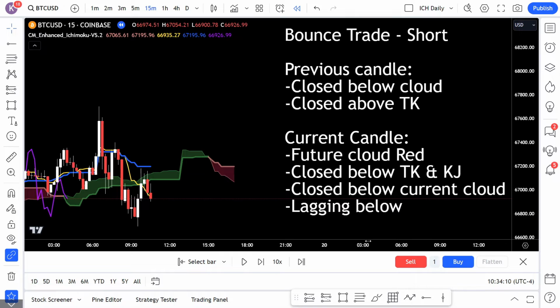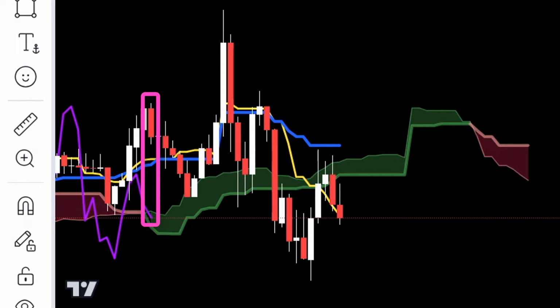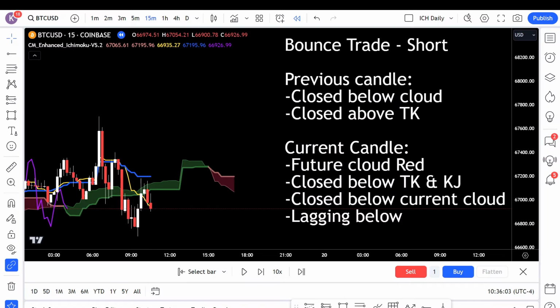In order to take a short, we need the future cloud to be red. We need the price to close below the green cloud, below the slower moving average, the KJ, below the faster moving average, which is the TK, and then moving back to the purple, which is the lagging span. We see it's below that candle. Everything lines up, so now we're ready to take a short.